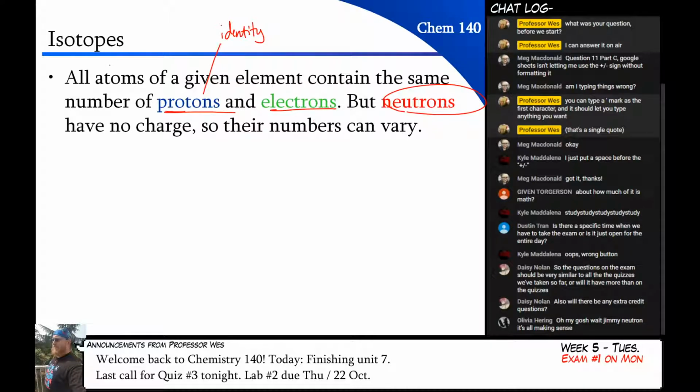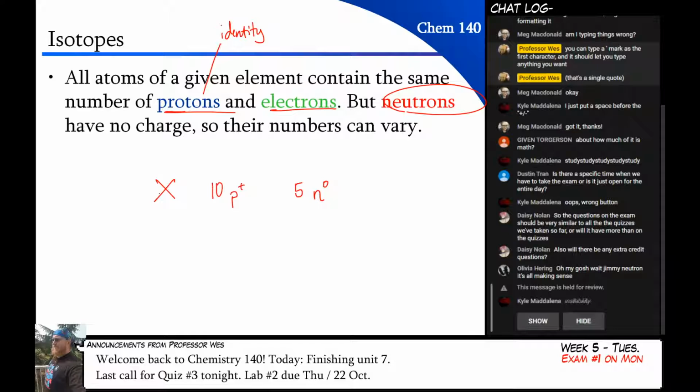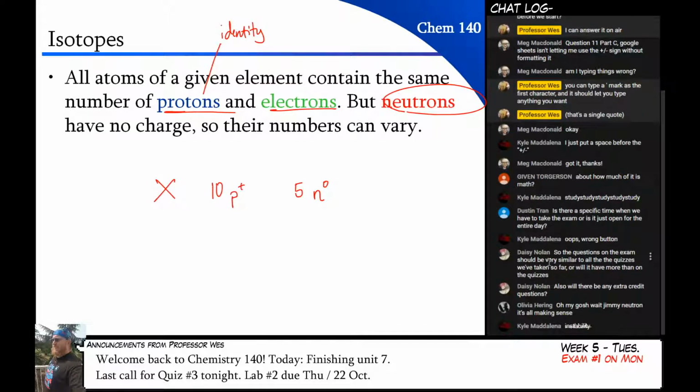So if you had something like, say, this, let's suppose I had 10 protons and 5 neutrons. The symbol for a neutron is N with a 0 up here because they have no charge. This probably would not be stable, and the reason for that is there's just not enough neutrons. The protons would repel.